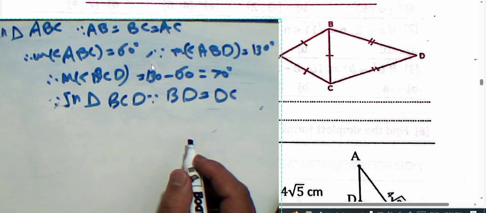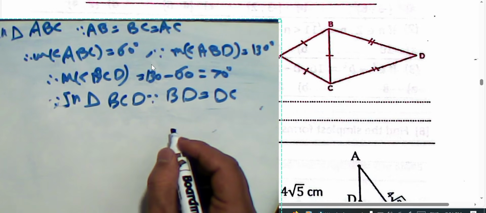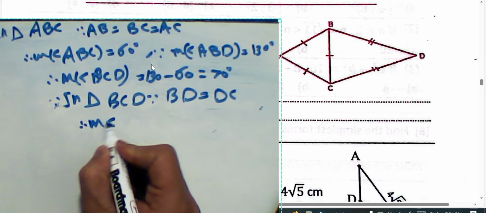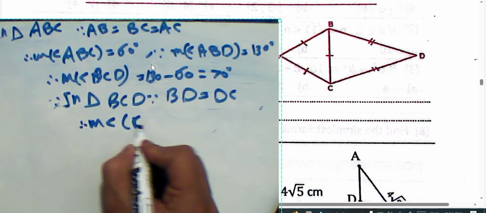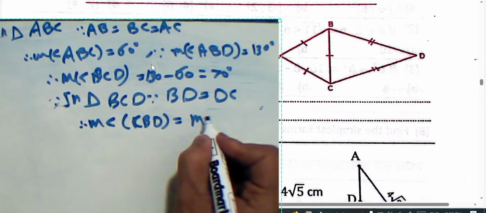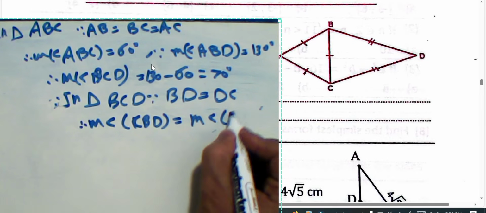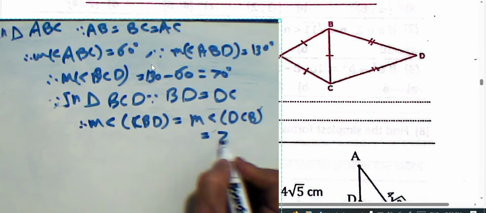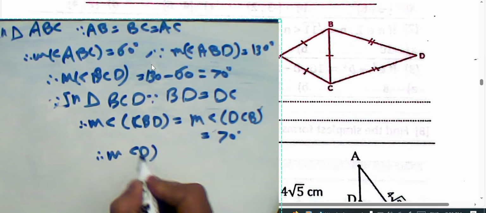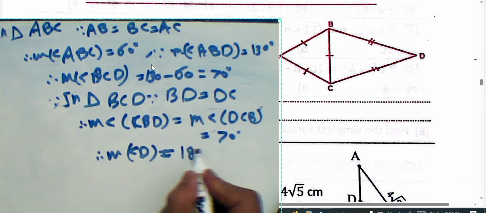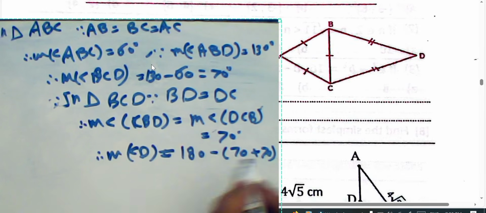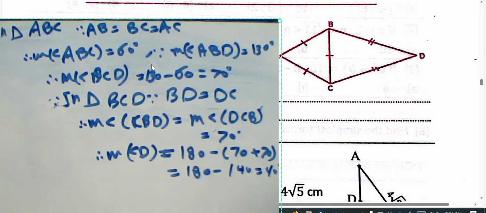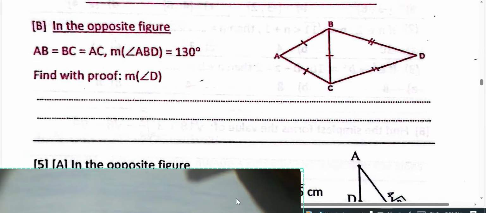In the isosceles triangle, we can find the measure of angle D at the vertex. Then the measure of angle CBD will equal the measure of angle DCB. They are equivalent because we have an isosceles triangle. Each one of them equals 70 degrees. Then we can find the measure of angle D in the triangle: 180 subtract the sum of the two angles in the base. Right, 180 subtract 140 equals 40 degrees. The answer here will be 40 degrees. Okay, understood? The measure of angle D equals 40 degrees.